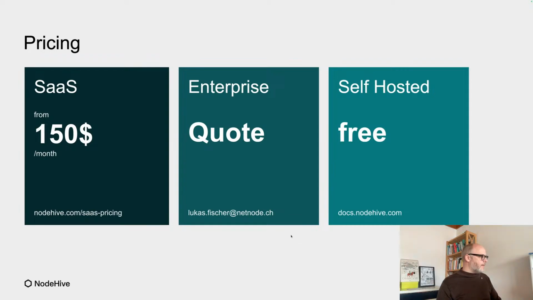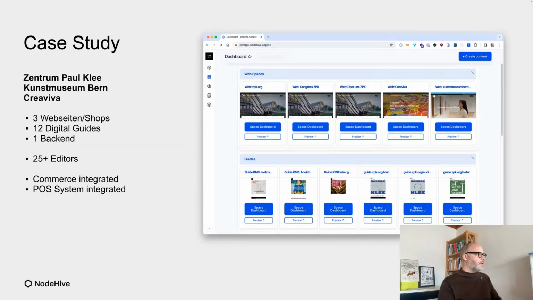And also, I said it in the beginning, NodeHive is open source software, so you can self-host it, and it's free. So basically, you can go on our GitHub page, and you will find the backend and also a Next.js frontend Git repository. A good starting point is docs.nodehive.com. If you're unsure which pricing is correct for you, please contact me, and we can check and see how we can help you.